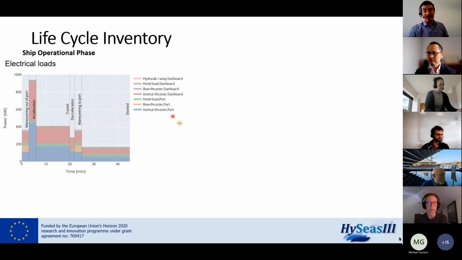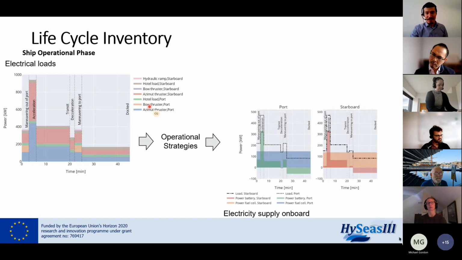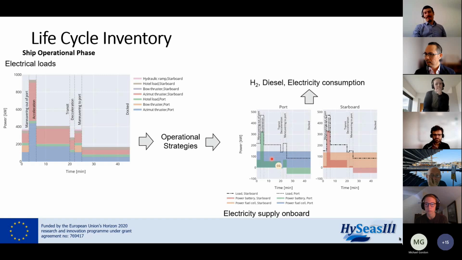This is how we model the operational phase. We took data from other project partners, how they model the operation in terms of energy inputs. You see here different loads on the ship. And this was used with different operational strategies to supply electricity to the loads. I'm just showing one example here. So you can see the fuel cell is operating at more or less a fixed rate, and then the battery is also helping to do some peak shaving. And with that, we have at the end hydrogen, diesel, and electricity consumption. And that's what we use, especially for calculating how much hydrogen, diesel, and electricity was needed during the lifetime of the ship.